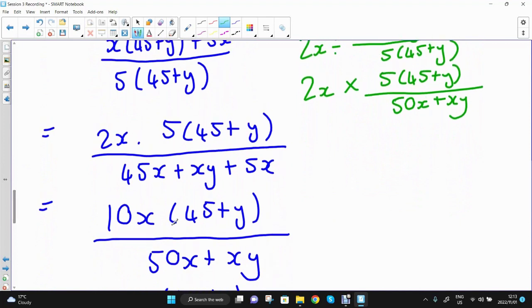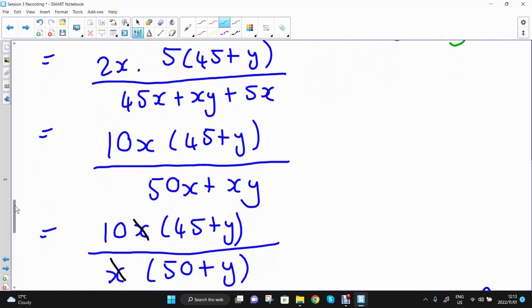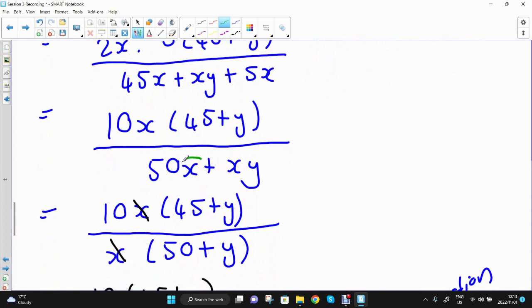If you just want to come down to my steps here, I said 2 times 5 is 10. I kept my x outside of the bracket, and at the bottom I have 50x plus xy. I then take out an x at the bottom as a highest common factor, so I'm just moving that out of those two terms, putting it in front of the bracket, and you'll see that now you've got one term.